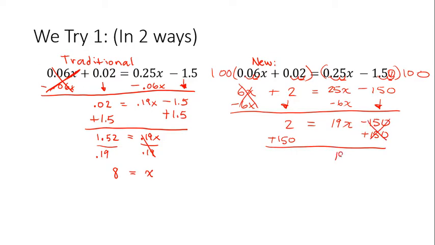That's going to give me just 19x on the right side, which is what I want, and 152 on the left side. Then in my last step, I divide by 19, and that'll give me, once again, x equals 8, which is what I wanted in the first place.